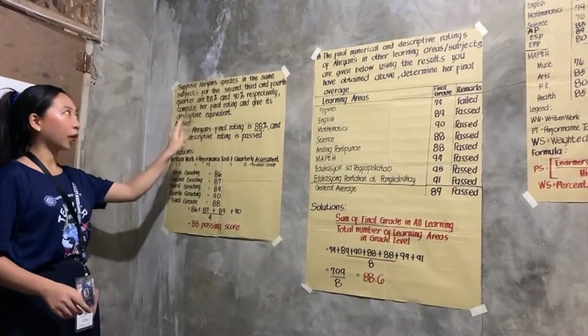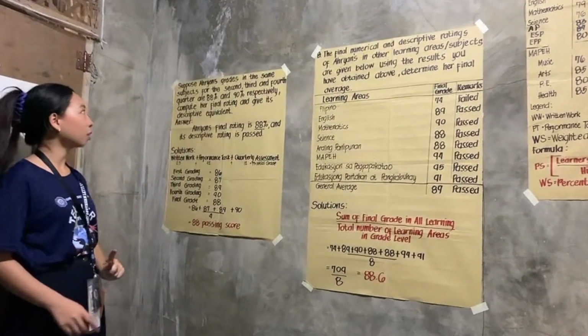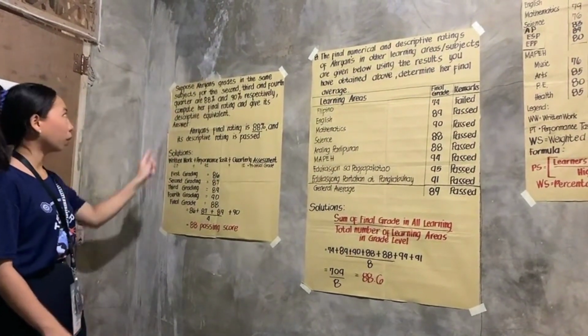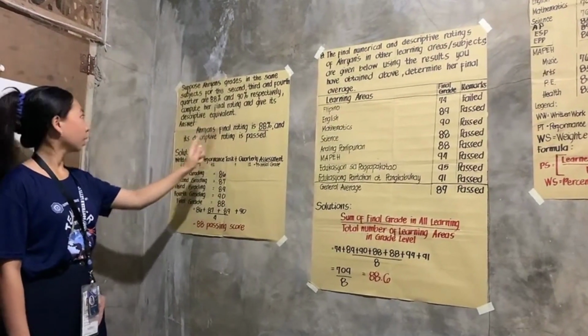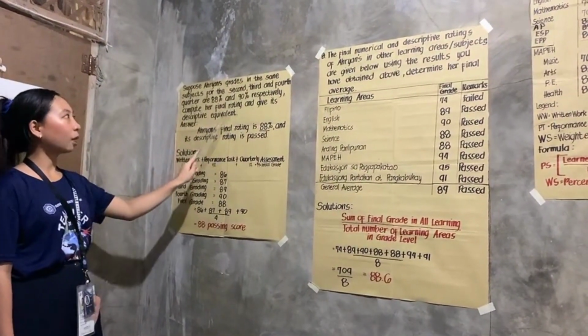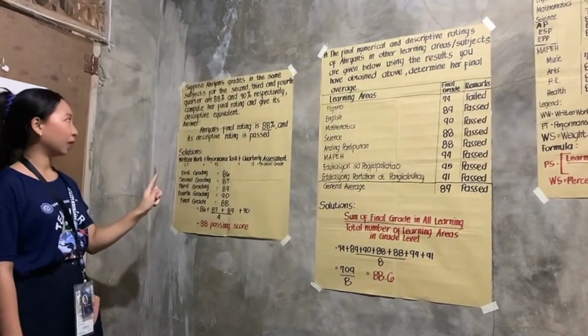Suppose Aryan's grades in the same subject for the second, third, and fourth quarter are 88, 89, and 90 respectively. Compute her final rating and give its descriptive equivalent.